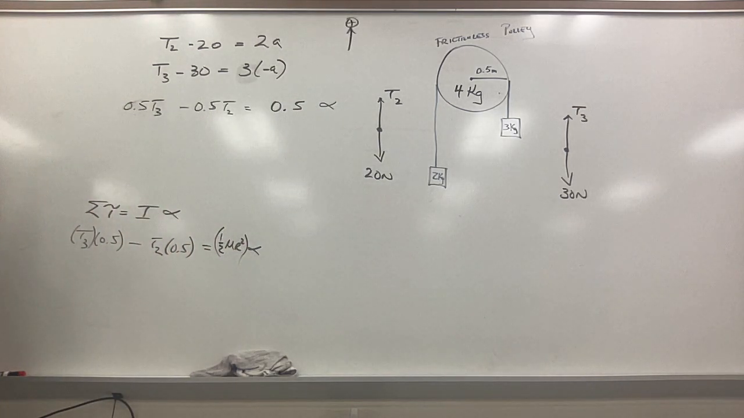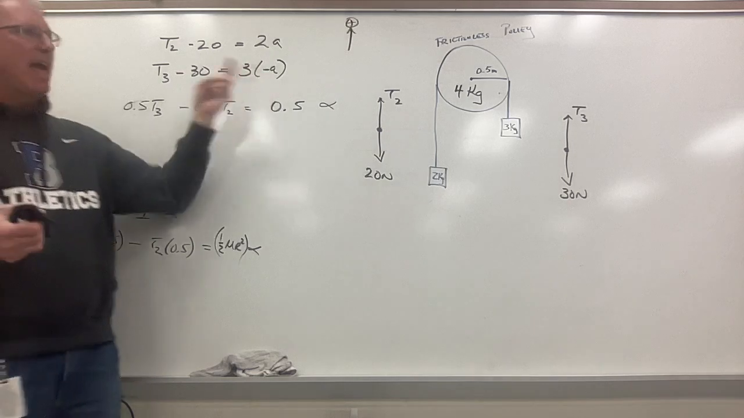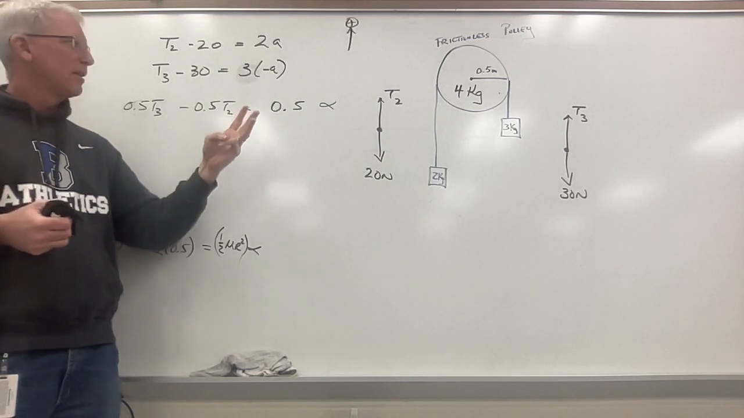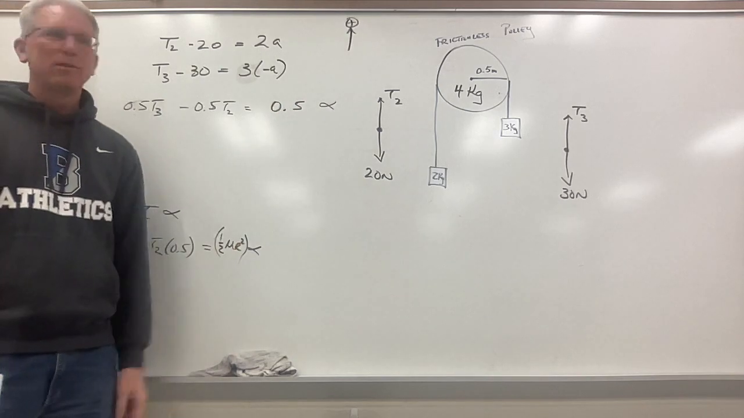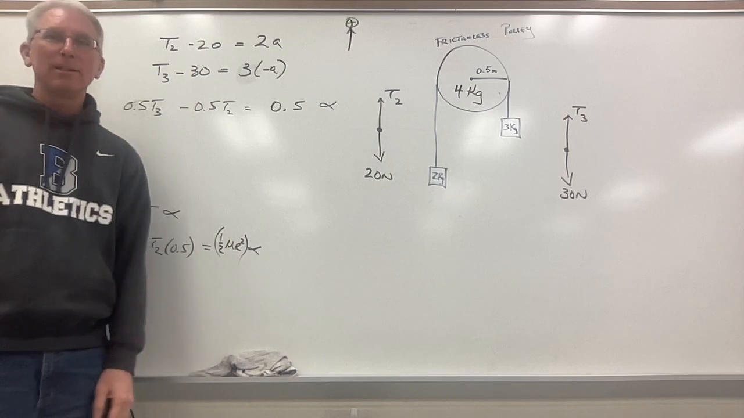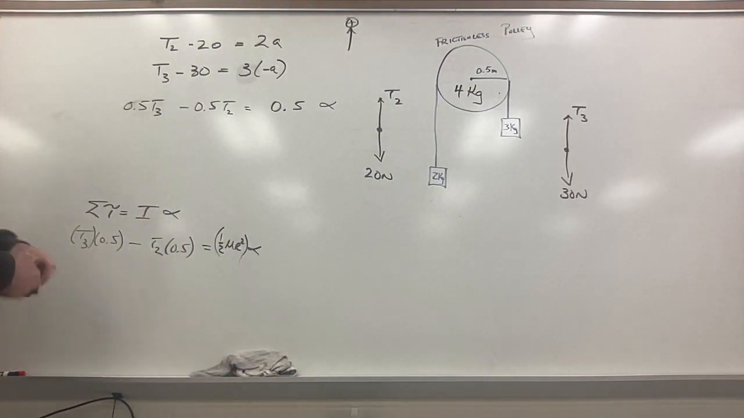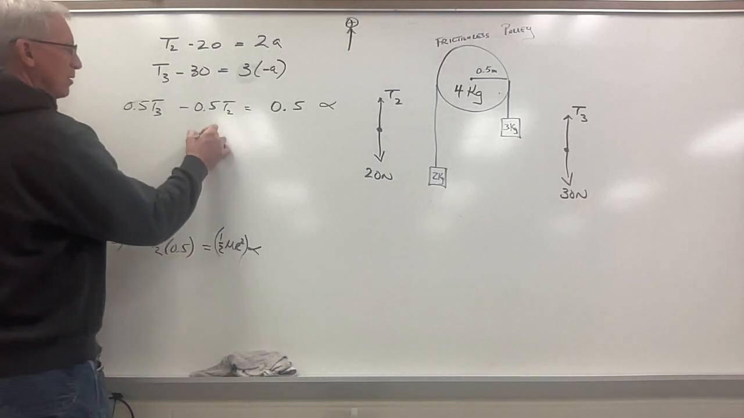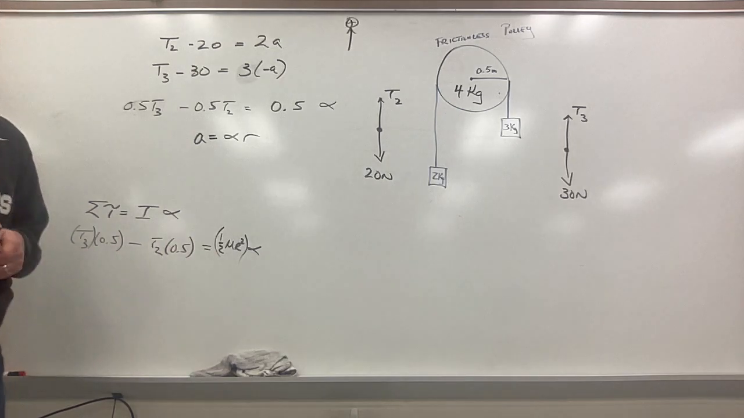Okay. So now I've got T2 and T3, 2 variables. I've got A, 3 variables, and I've got alpha, 4 variables. Shoot. So I still have 4 variables, 3 equations. This thing is still not solvable. So what we're going to do is think way back to last week where I told you that A is equal to alpha R. Okay. A is equal to alpha R.